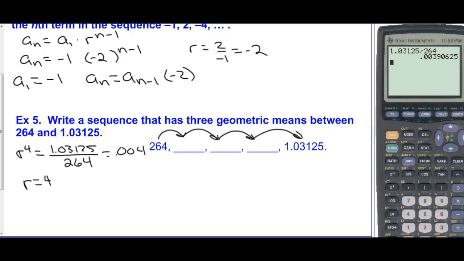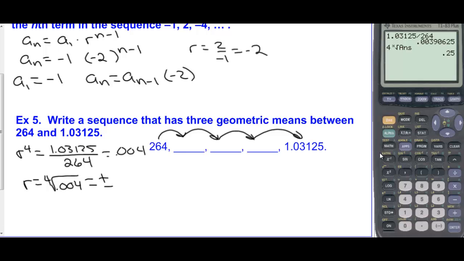R is equal to the 4th root of that 0.004, which is equal to plus or minus the 4th root of the answer, and that is equal to about 0.25. Now we're going to take 264, multiply by 0.25, multiply by 0.25, and then multiply by 0.25. So the answer is plus or minus 66, 16.5, and then plus or minus 4.125.